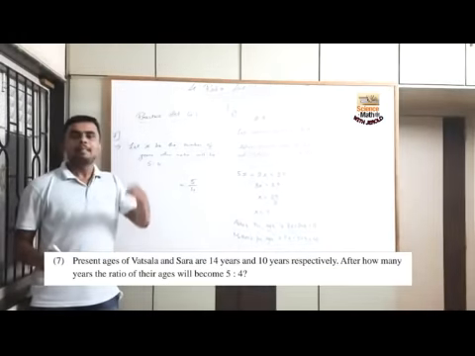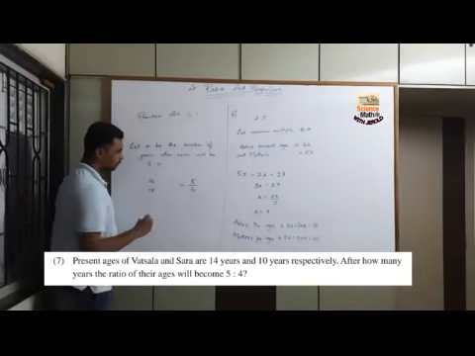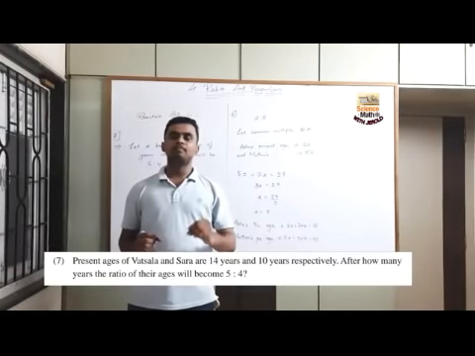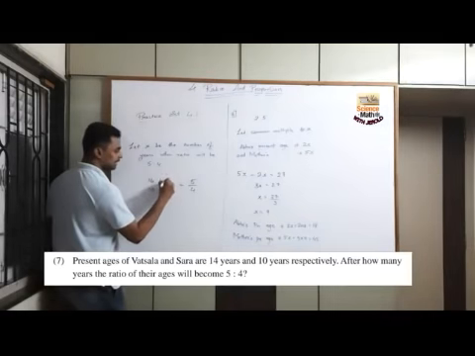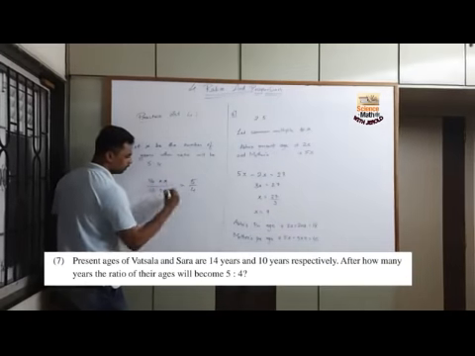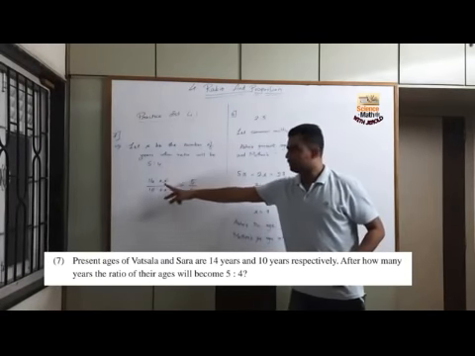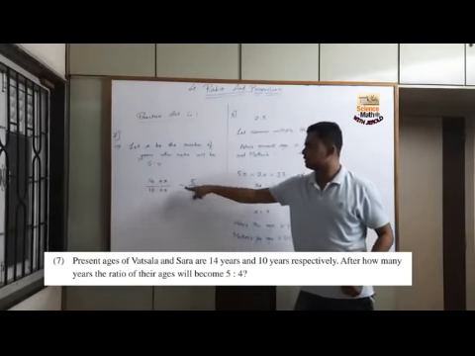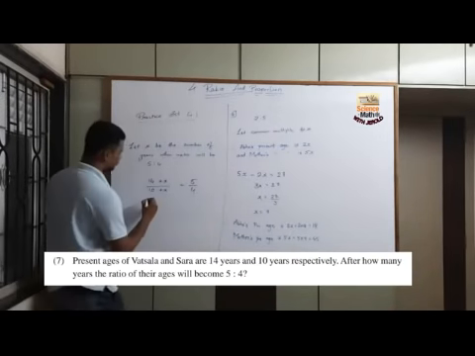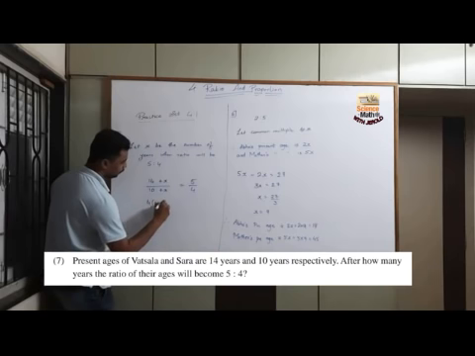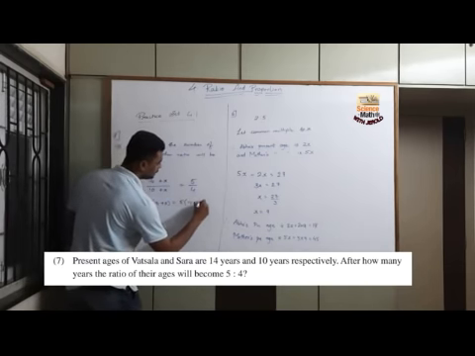The present ages are 14 years for Vatsala and 10 years for Sara. Now I have to add x number of years to both their ages. So plus x and plus x on both numerator and denominator. Now this ratio, present ages plus x years, is 5:4. Now simple cross multiplication is to be done: 4 into (14 plus x) is equal to 5 into (10 plus x).